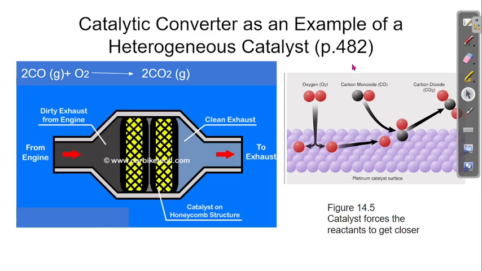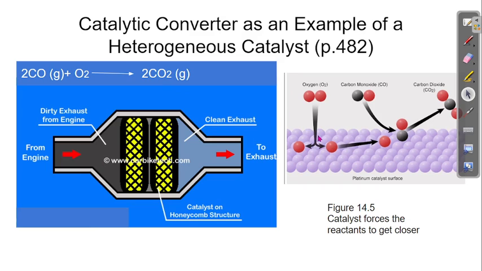The catalytic converter in your car is an example of a heterogeneous catalyst. These are metal, and this catalyst, your catalytic converter, helps carbon monoxide that's produced in your car, which is extremely poisonous, to combine with oxygen in the air to become carbon dioxide, which is less poisonous. It's still not good, but it's less poisonous.